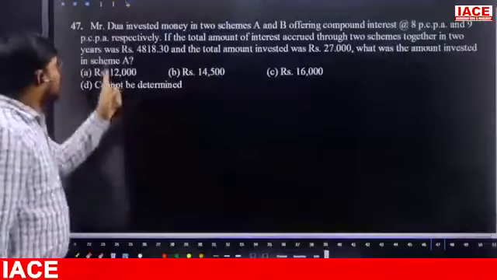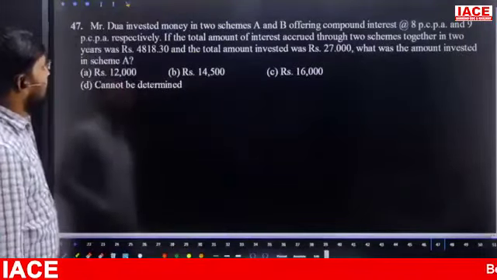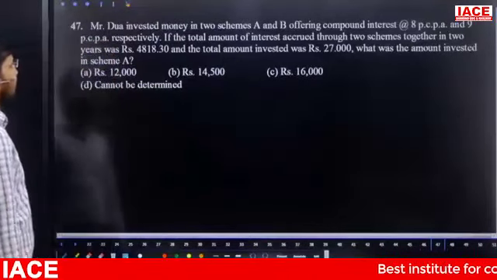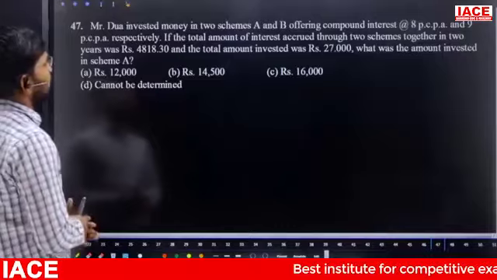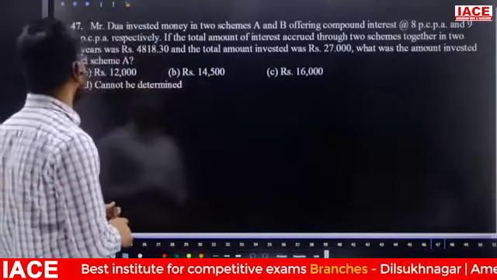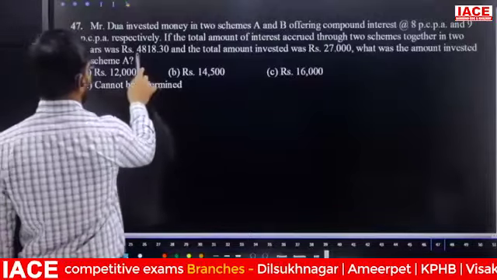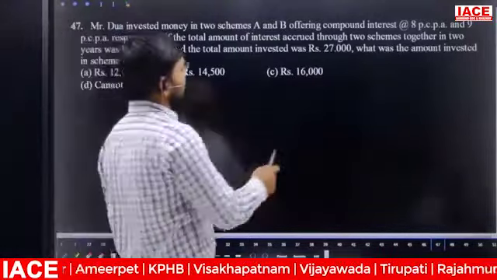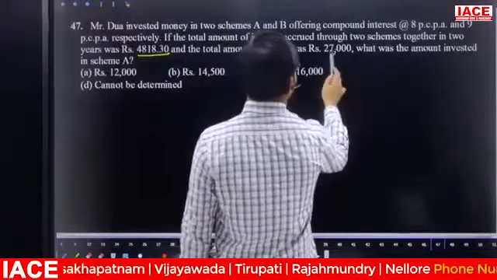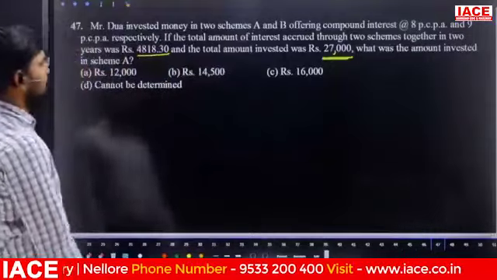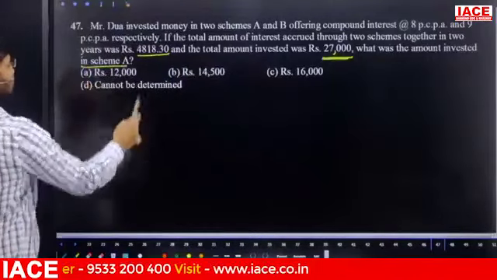Mr. Dua invested money in 2 schemes A and B offering compound interest of 8% per annum and 9% per annum respectively. If the total amount of interest accrued through 2 schemes together in 2 years was 4,818.30, and the total amount invested was 27,000, what was the amount invested in scheme A?